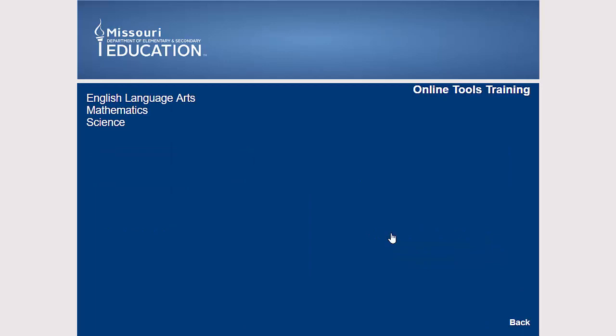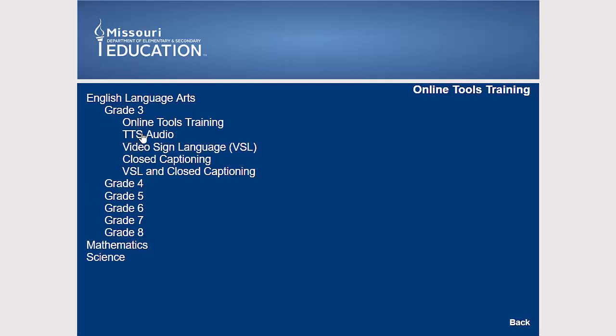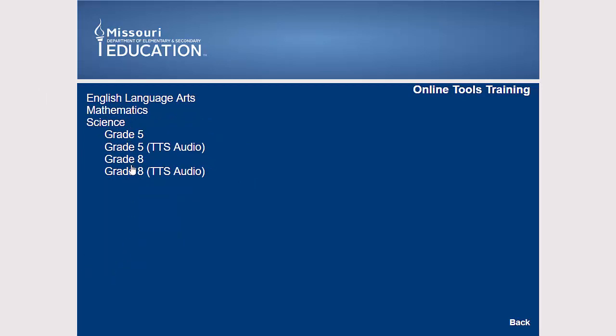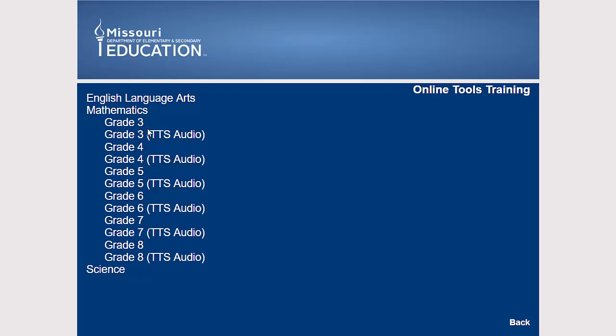Once selected, you're going to see that you have three options: English language arts, mathematics, and science. With each of those, when you click it, it's going to open up the grade levels. I can click the grade level, and there will be a TTS audio section available in each of the grade levels. Okay, so if I go to mathematics, and I'm going to do third grade TTS audio.